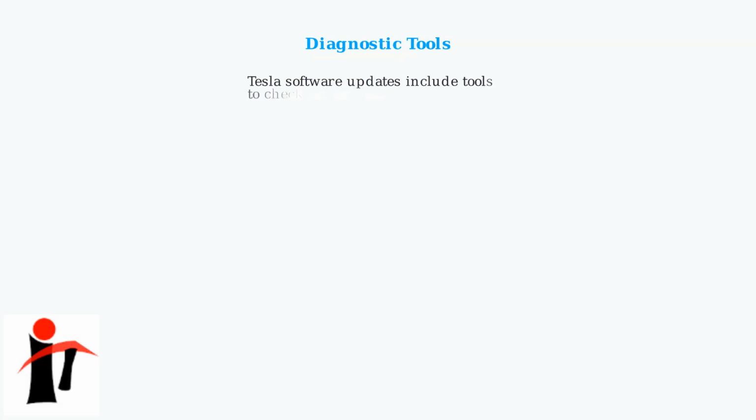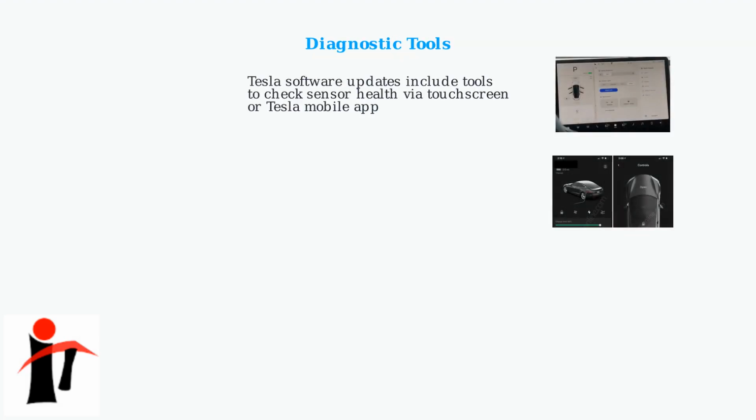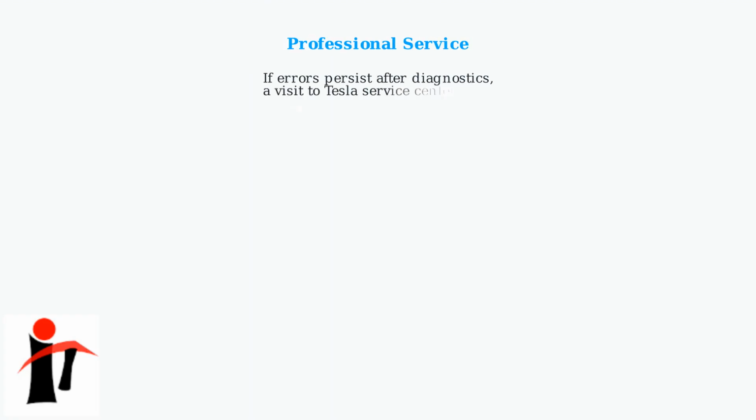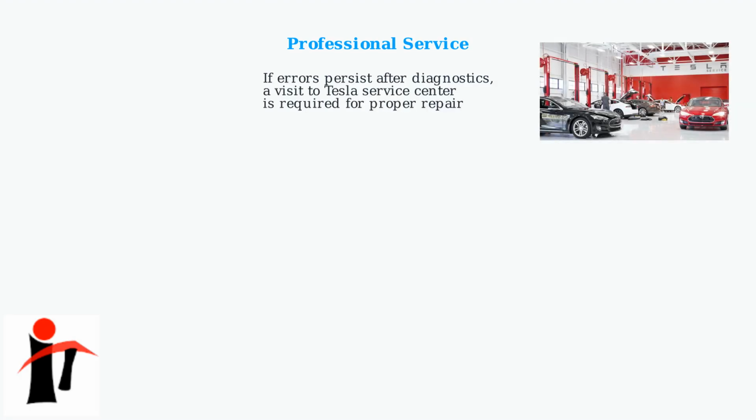Recent Tesla software updates have added diagnostic tools that allow owners to check sensor health directly through the vehicle's touchscreen or the Tesla mobile app. If sensor errors continue after using the diagnostic tools, professional service at a Tesla service center may be necessary to perform proper repairs or sensor replacements.